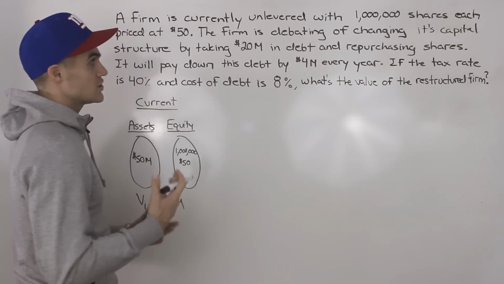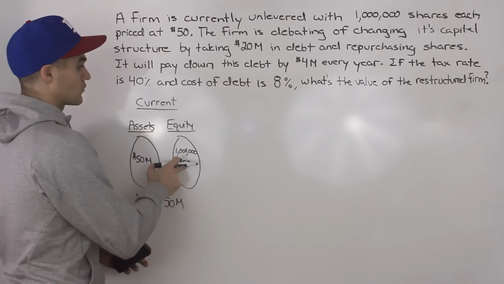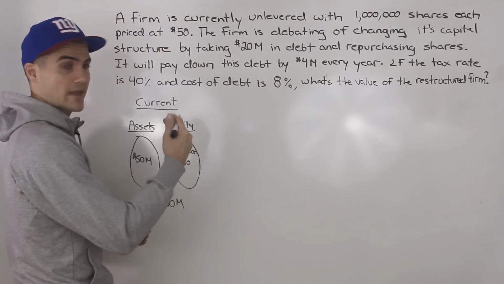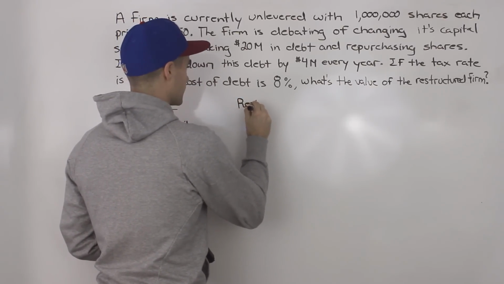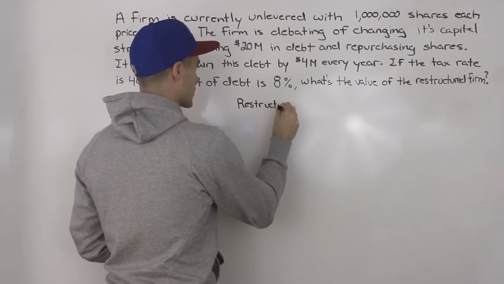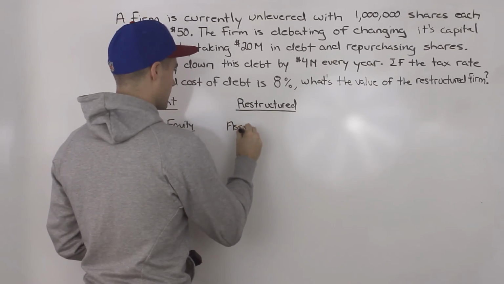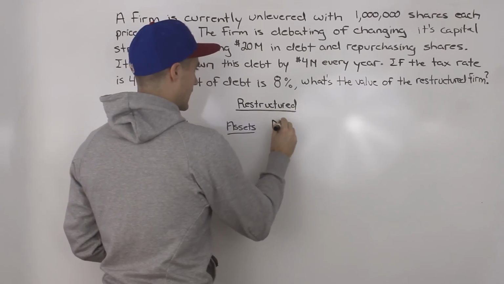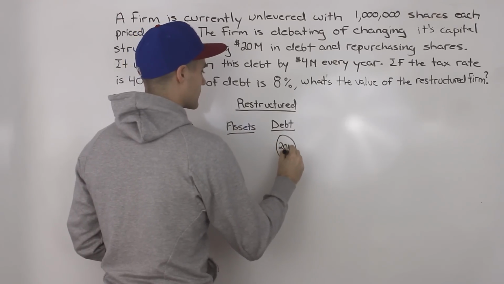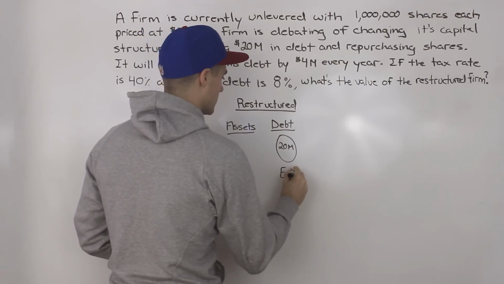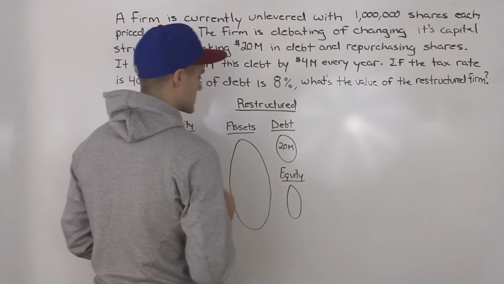Now, they're thinking of changing their capital structure. And what they would do is take on $20 million worth of debt and then repurchase shares. So debt would go up and equity would go down. So let's draw out a balance sheet for the restructured firm. So we have the assets. We know that now this firm is going to be levered. It's going to have, what, $20 million worth of debt? It's going to have some amount of equity. And it's going to have some amount of assets.